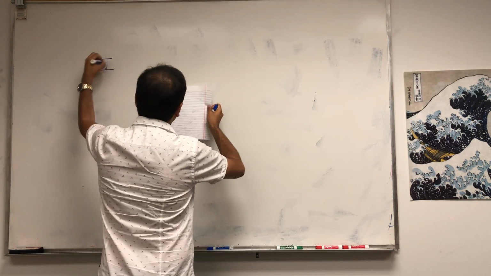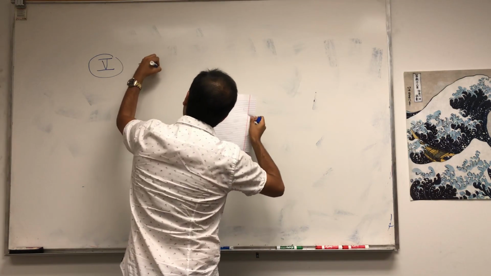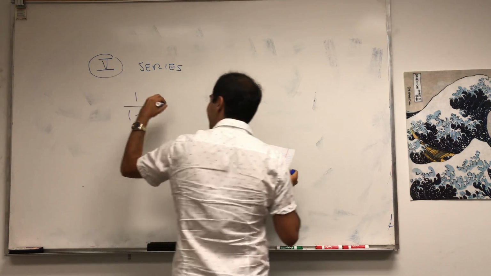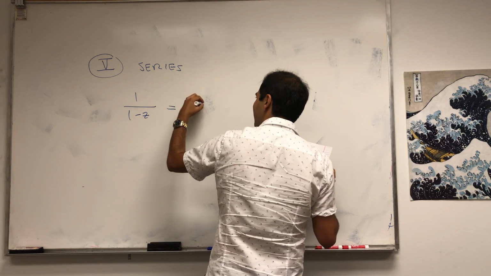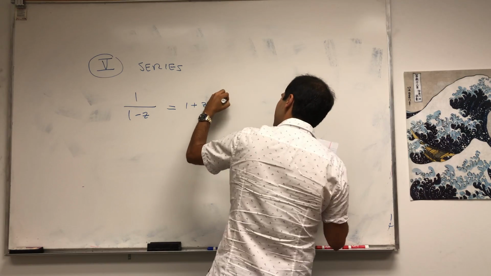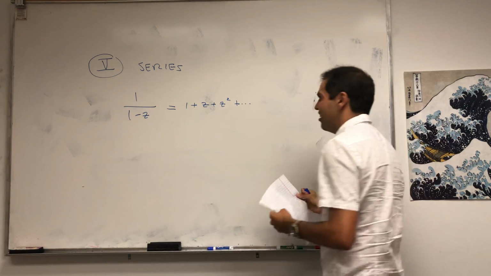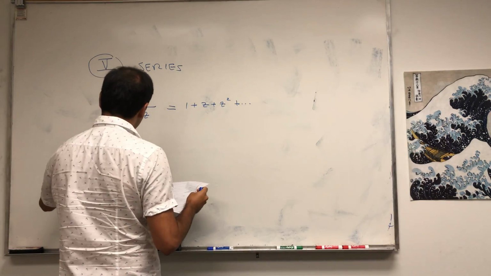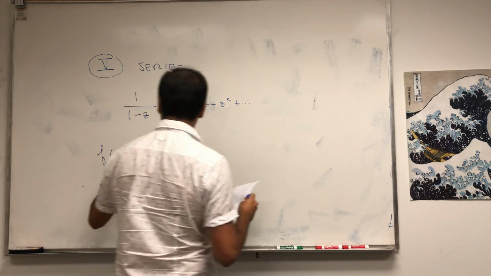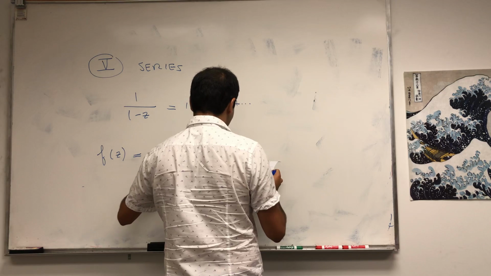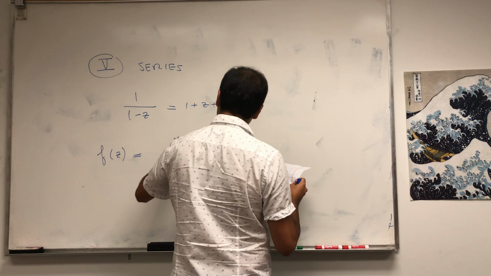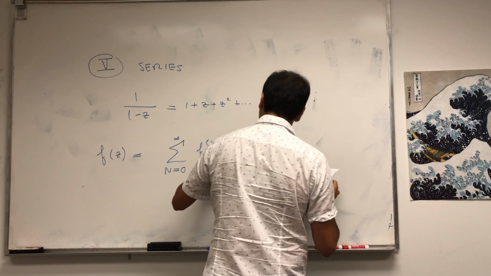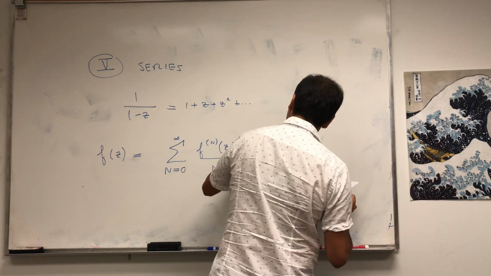Okay, so series. You can define other things like geometric series: 1 over 1 minus z is 1 plus z plus z squared plus ... And also you can define the Taylor series of a function. On the one hand you have f of z, and the Taylor series is the sum from n equals 0 to infinity of f^(n) of z naught over n factorial, times z minus z naught to the n.